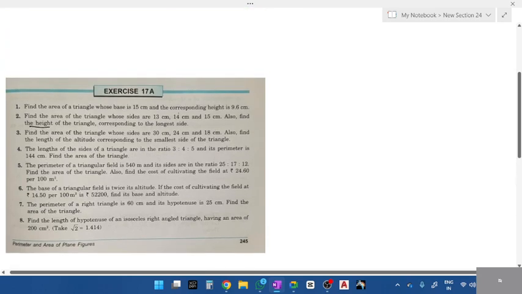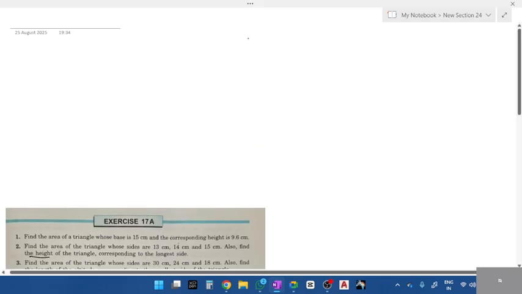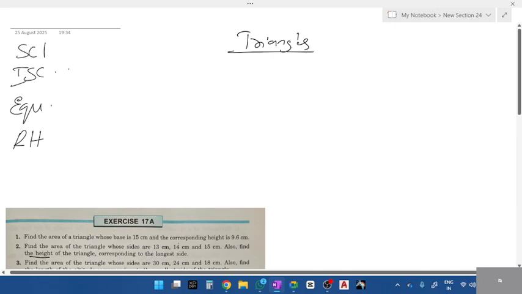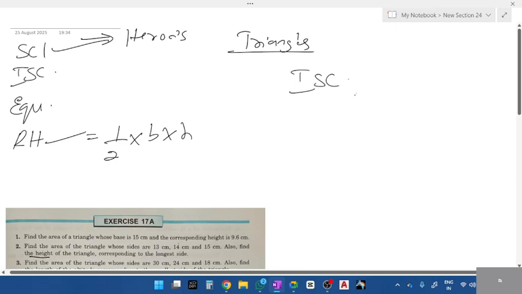Okay. Now, what are the concepts we have studied in triangles? What are the types we had, students? Scalene, isosceles, equilateral, right angle. As of now, we have completed scalene and right angle. For right angle, what's the formula? Half into base into height. For scalene, which formula do we use? Heron's formula. Next topic, isosceles triangle.